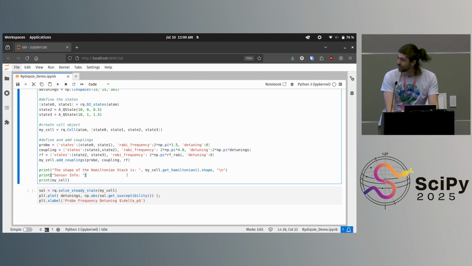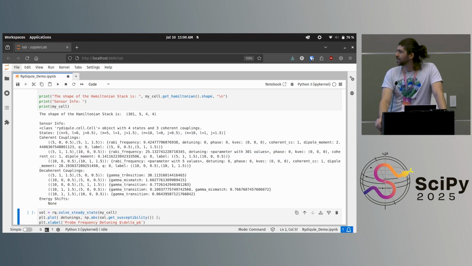And we can see all of the info that we generate. We have this nice printout that tells you everything that's going on. You can see where all of the couplings, so the edges of the graph are, and all of the decoherent coupling. So all of those that natural falling down to lower energy states, that just gets added automatically.